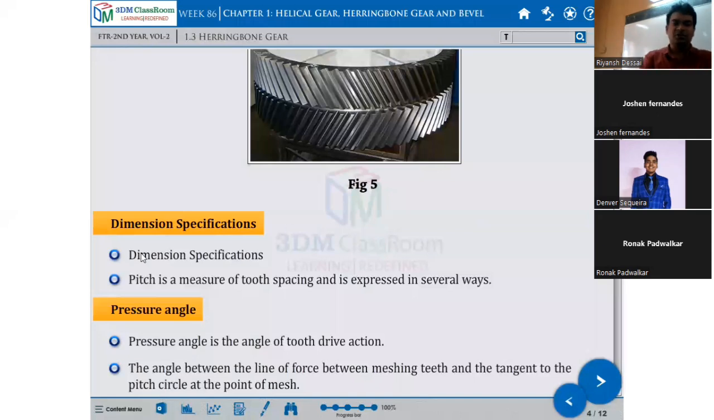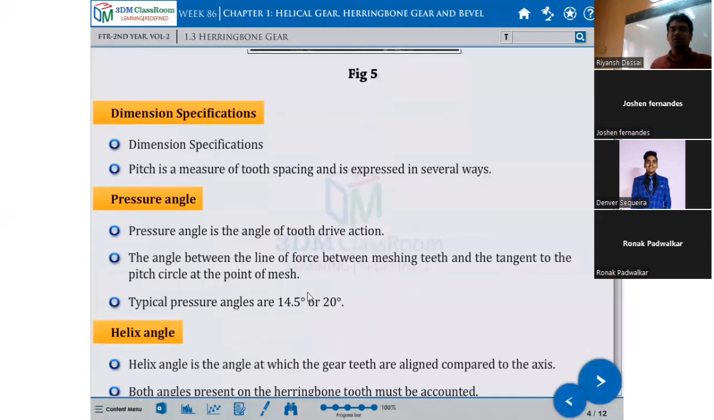Dimension specification. The pitch is a measure of the tooth spacing and is expressed in several ways. Pressure angle: the pressure angle is the angle of tooth action, the angle between the line of force between the meshing teeth and the tangent to the pitch circle at the point of mesh.